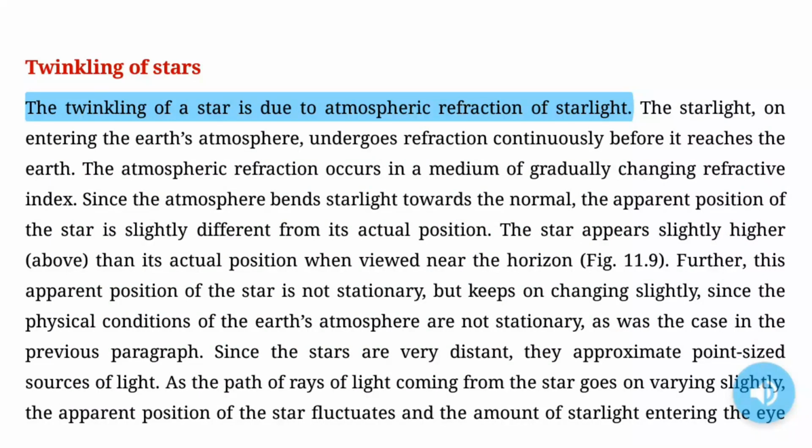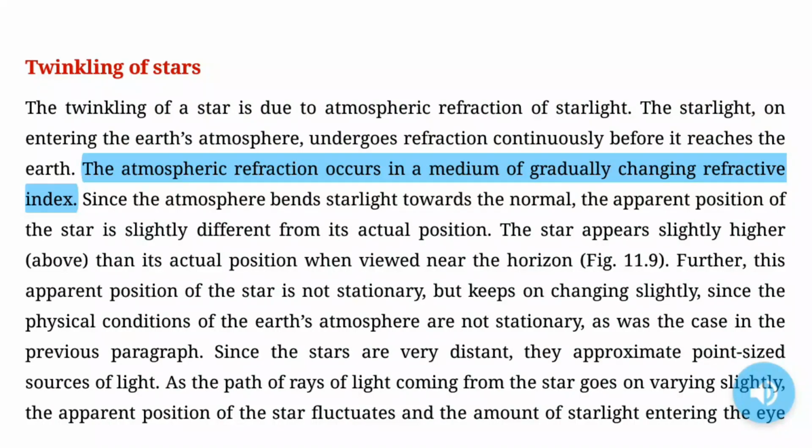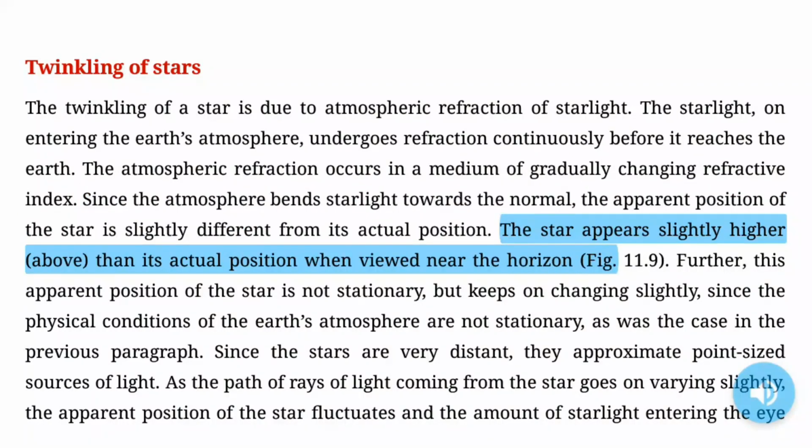The twinkling of a star is due to atmospheric refraction of starlight. The starlight, on entering the Earth's atmosphere, undergoes refraction continuously before it reaches the Earth. The atmospheric refraction occurs in a medium of gradually changing refractive index. Since the atmosphere bends starlight towards the normal, the apparent position of the star is slightly different from its actual position. The star appears slightly higher above than its actual position when viewed near the horizon.